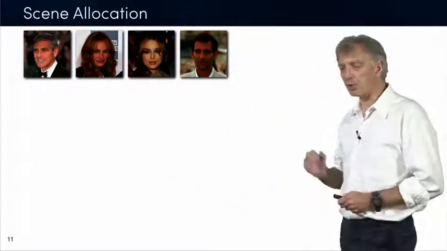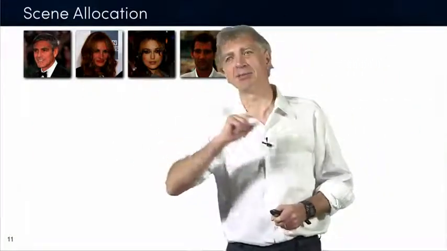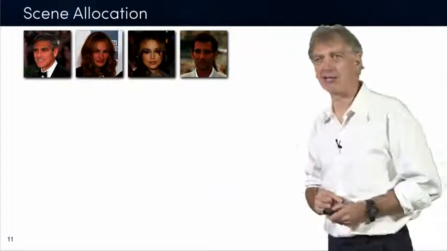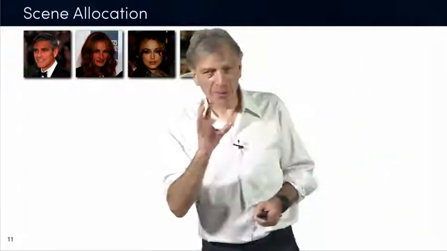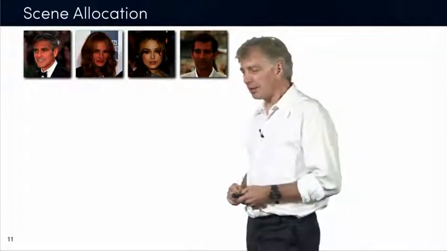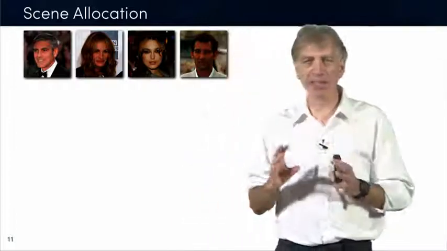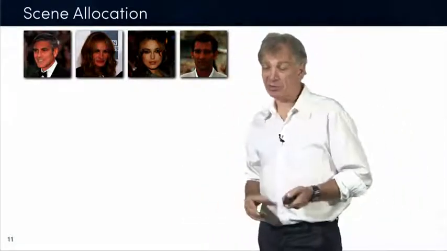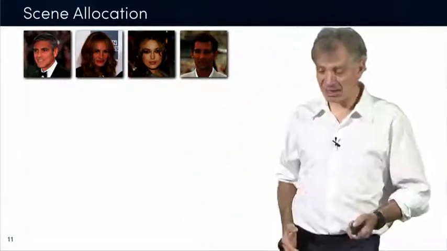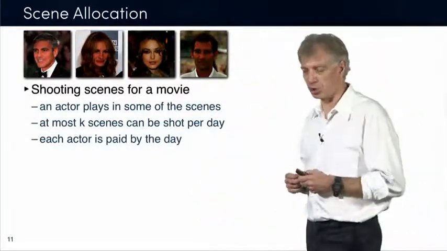Now I want to move to value symmetries, and I want to reintroduce these beautiful actors. We were missing them, right? And so the problem is going to be different, though. It's going to be a scene allocation problem. And this time we don't care about marrying these guys. What we want is actually making a movie. That's what these actors do for a living, right? And so this movie has a number of scenes that it has to shoot.